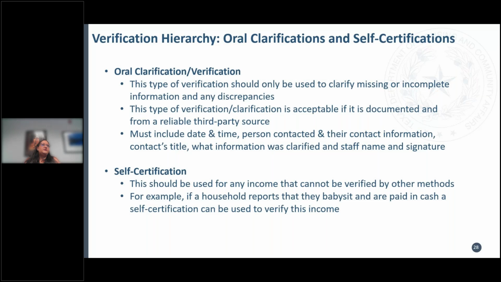A self-certification should be used for any income that cannot be verified by other methods. For example, if a household reports that they babysit and are paid in cash, a self-certification could be used to verify that income. Self-certification is also going to be used for self-employment income and that sort of thing.